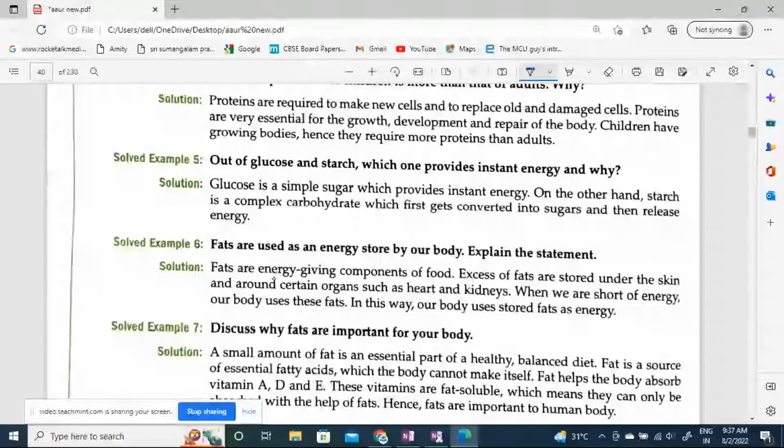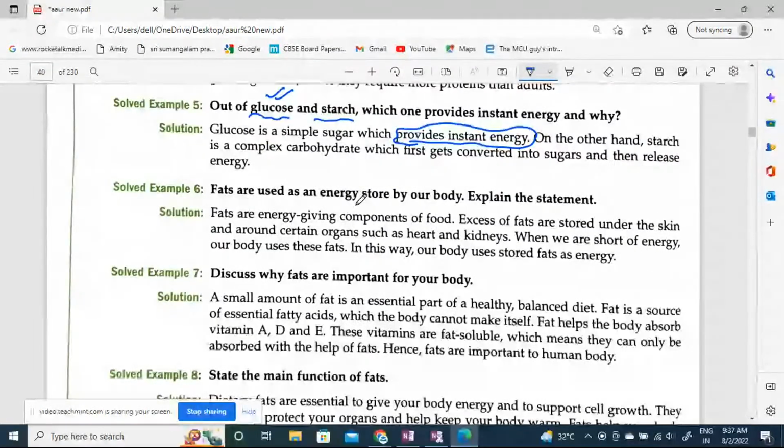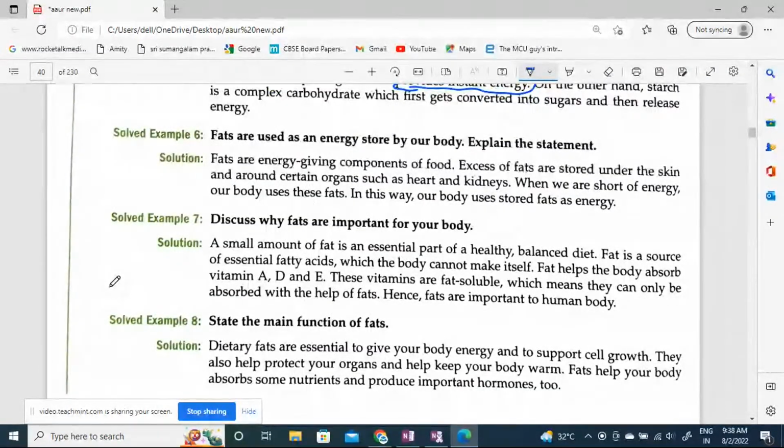Listen, we know that in between fats and carbohydrates, fats provide us more energy. But in between glucose and starch, which provides more energy? The sugar, which is simple, provides more energy. Glucose provides instant energy. So the sugars which are simple, not the complex, provide instant energy. That's why when anybody gets dehydration, we just give them glucose to recover fast. Then just 5 minutes later, they're up on their feet again.